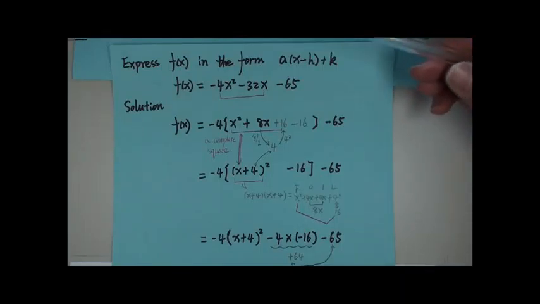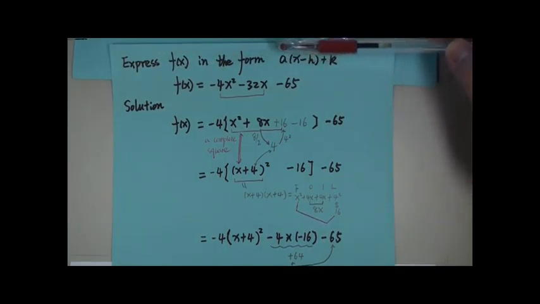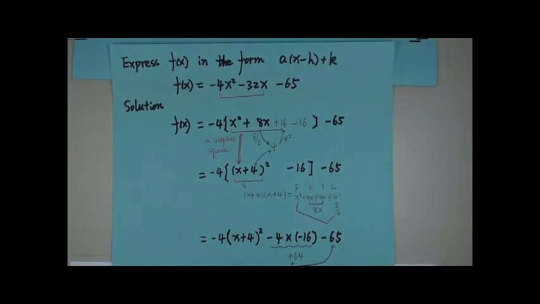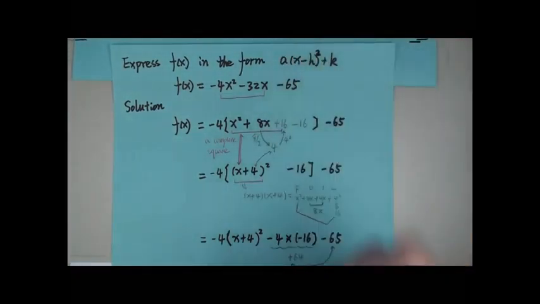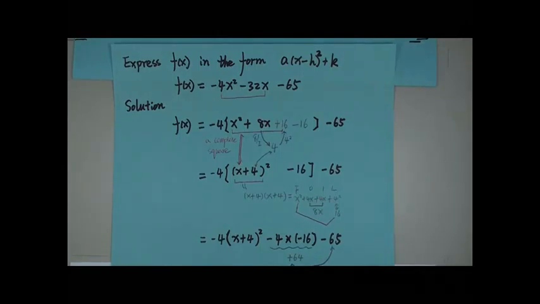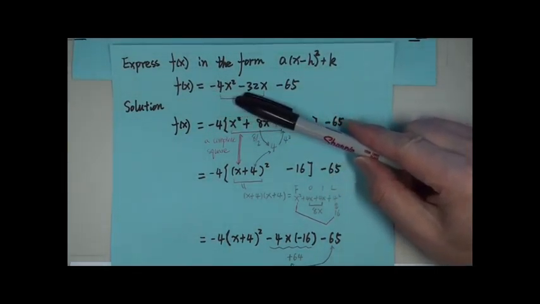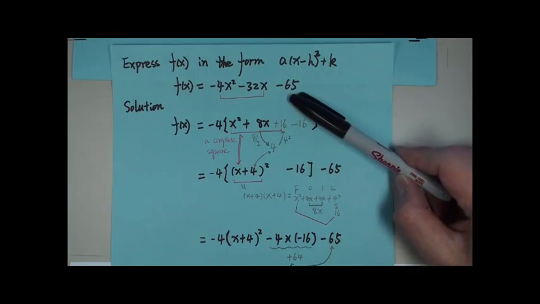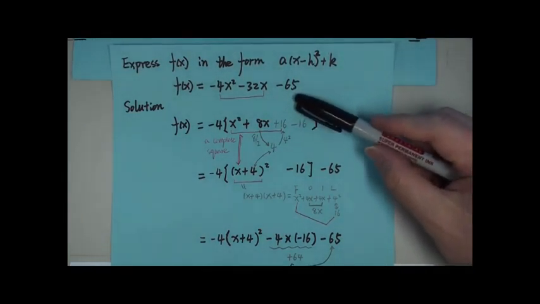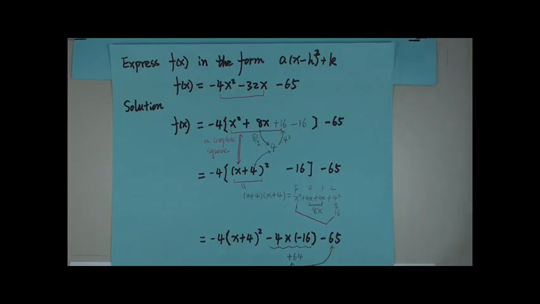Now, let's look at this example. Express f of x in the form a times x minus h squared plus k. The given function is f of x, which has this form, negative 4x squared minus 32x minus 65. We want to change that into this form. Then we will know where the vertex is. So that's the purpose.